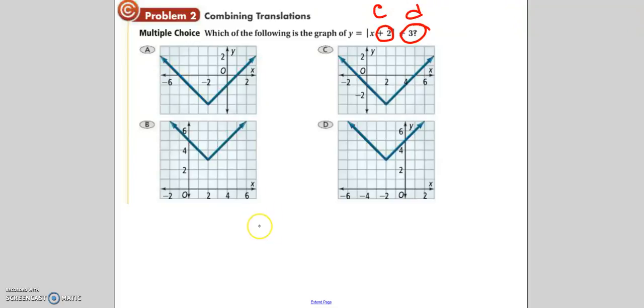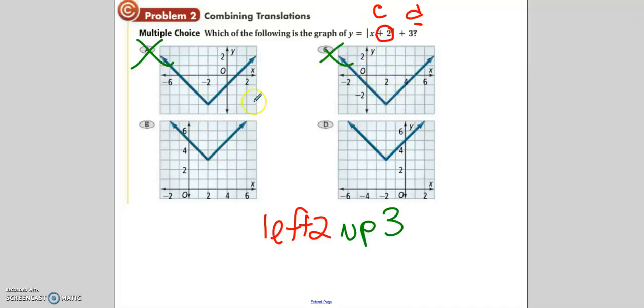If 2 is positive, that means I'm going to the left 2, and down, I'm sorry. When D is positive, we have up 3. So I'm going to the left 2 and up 3, wherever we find that vertex. This one is to the left 2, this one is to the right, this one is to the right, this one is to the left 2, and up 3 is our vertex. So D is the graph that represents y is equal to the absolute value of x plus 2, plus 3.